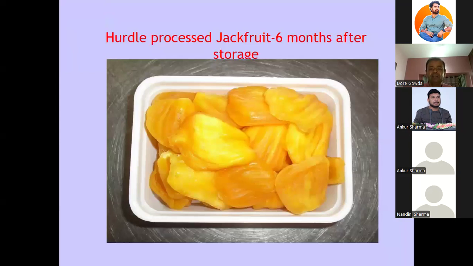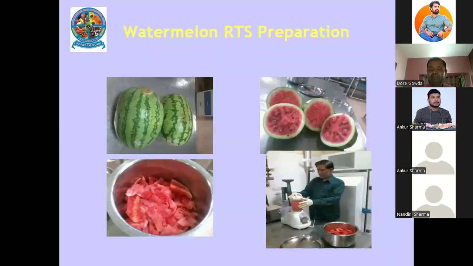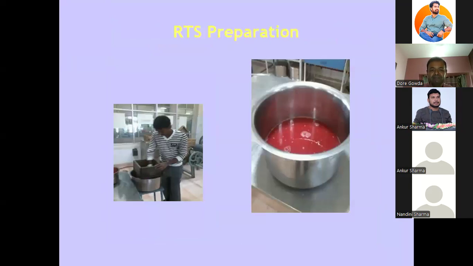You can see hurdle processed jackfruit 6 months after storage. You can see the color. It's so attractive even after 6 months of storage. Similarly, we can make from other sources. This is a fresh watermelon. So these are the different steps involved.